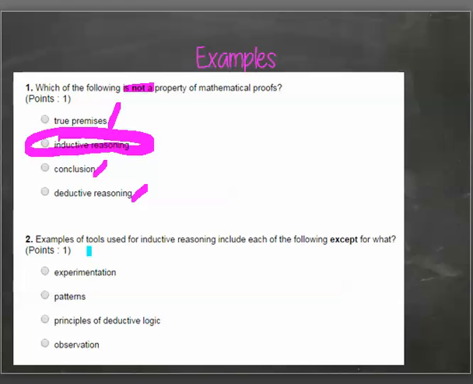Next one. Examples of tools used for inductive reasoning include each of the following except for what? Remember, inductive is using our gut instinct, patterns, observations, and all of that stuff. So experimentation, yes. Patterns, yes. Observation, yes. What you don't use in inductive reasoning is deductive reasoning. You can't use one in the other.